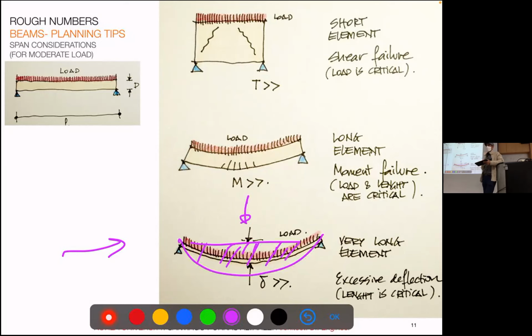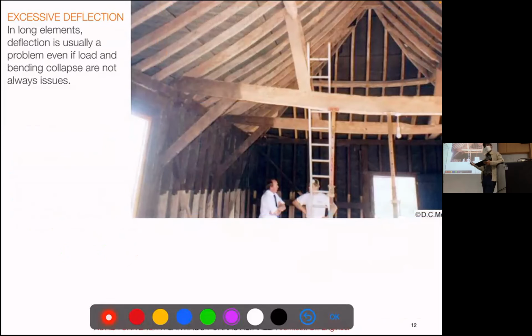Then we have, well, what we said, we have the creep problem that happens with concrete, with timber, and even more with plastics. Usually it's not a problem unless it becomes critical at some point, right? And this is the case of excessive deflection.